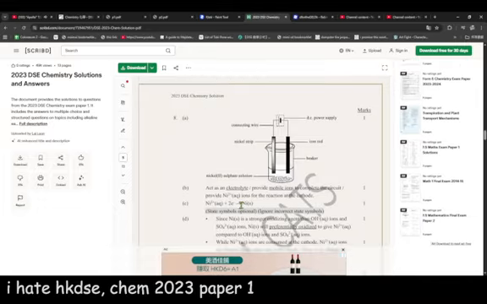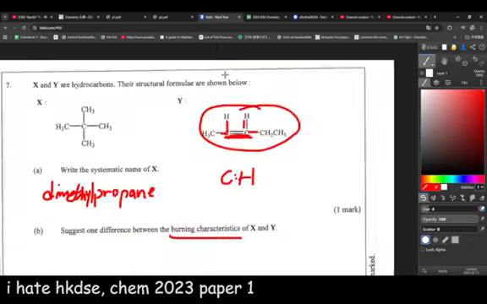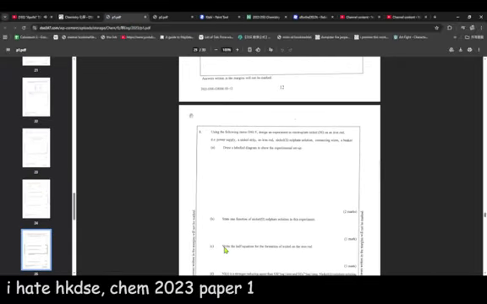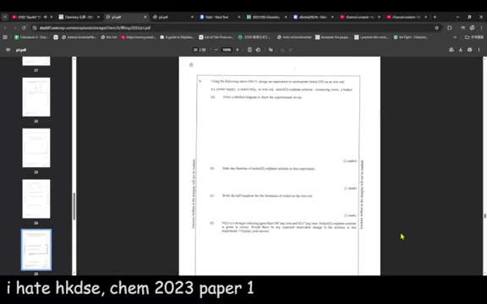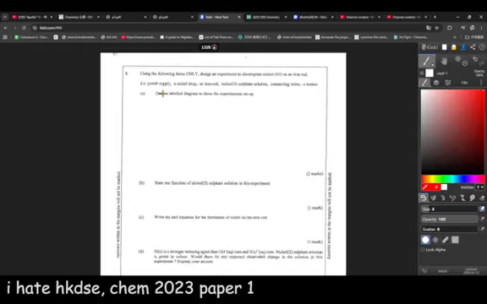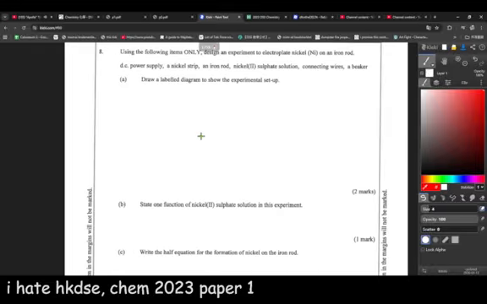Okay, let's scroll down. Wait, that's it? That was 7? Oh, that is 7. Okay, cool. So, I guess we'll just do this one then. We'll do this one too. Why not? How nice. Using the following items only, design an experiment to electroplate nickel.